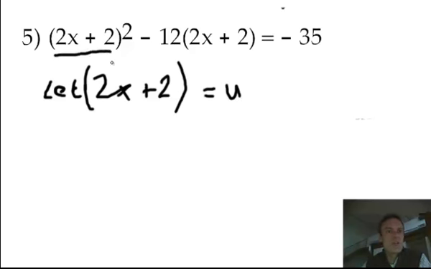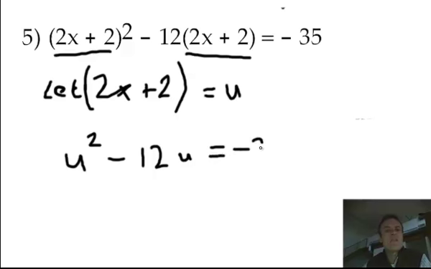So that is going to become u, so it's now u squared minus, this is also u, so 12u, and that right now equals negative 35. Okay, there we go. Now it looks more like a regular quadratic rather than all those complicated little parentheses. Remember, I've replaced the 2x plus 2, the parentheses, with the letter u.